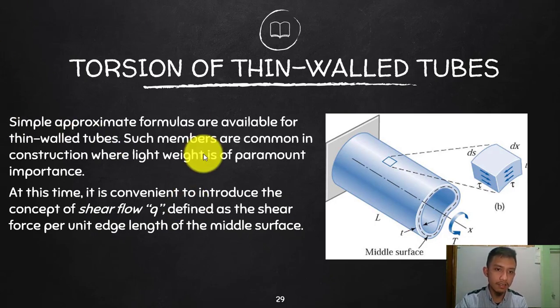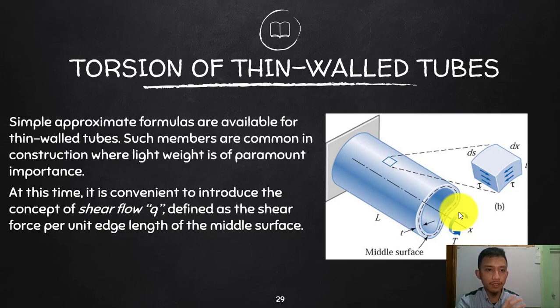Okay, so again, if your important parameter in a design is light weight, then this is what you should consider, thin-walled tubes. So at this time, it is convenient to introduce the concept of shear flow. Okay, if this is the type of your member handling torsion, then we cannot just design or analyze this one just like a hollow. No, this is different. Okay, this is different because we cannot say that this is just like a circular shaft and so on and so forth.